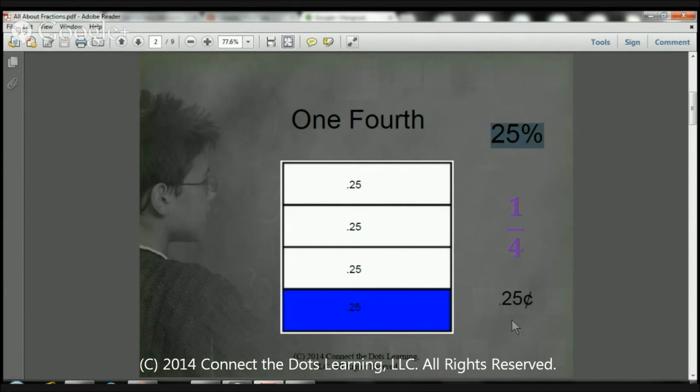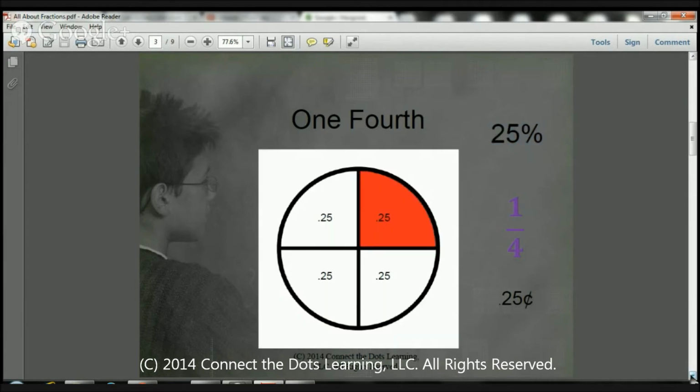Do you see a pattern? Yes, I do. Okay, let's take a look at the next one. Here we have a circle, same deal, 1/4. Inside the circle we've got 0.25 as a decimal. The red part, that's the numerator. The 4 pieces inside that circle, that's the denominator. 1/4 is equivalent to 25 cents. So 1/4 of a dollar is equivalent to 25 cents. And 1/4 is 25%. Okay?